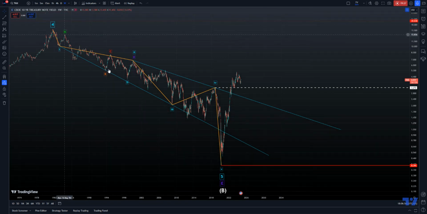So this is my way of counting this move. It's a wave 5. It reversed, it confirmed, and that's why I believe the Dow Jones will see a significant decline because the debt will be flushed out and we will have, I suppose, mean reversion occurring.